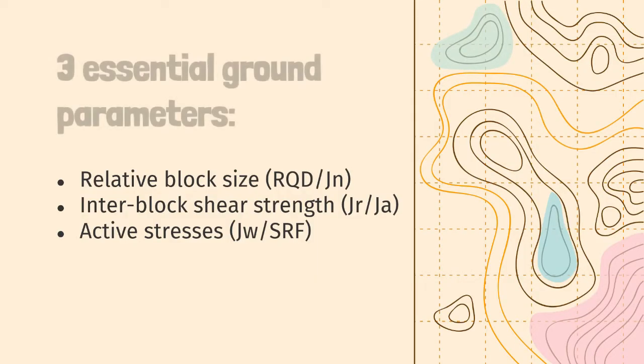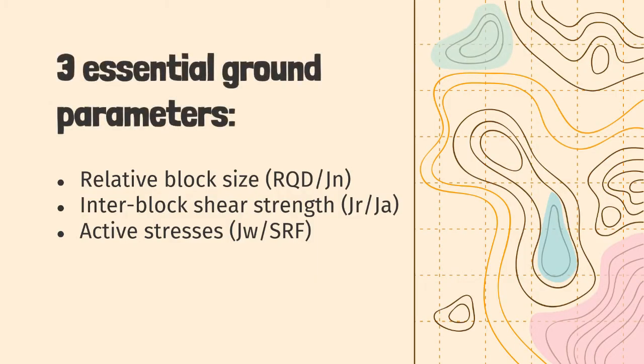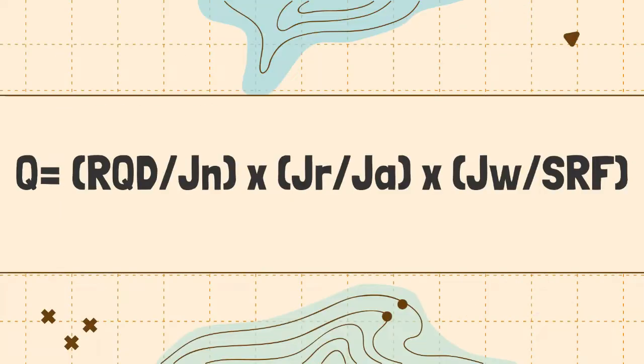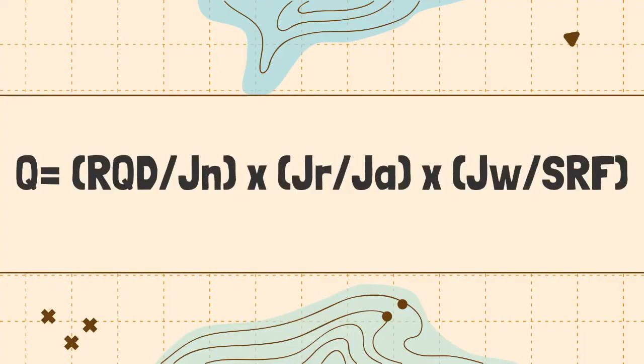A Q value for a rock mass can be determined based on estimation of three essential ground parameters, which are relative block size, inter-block shear strength, and active stresses. And all of these parameters are combined together to express the ground quality with respect to stability and rock support in underground openings in the following equations.